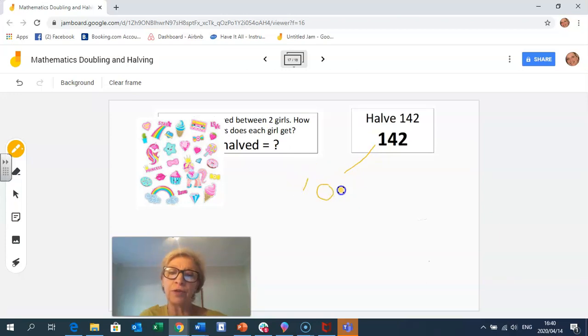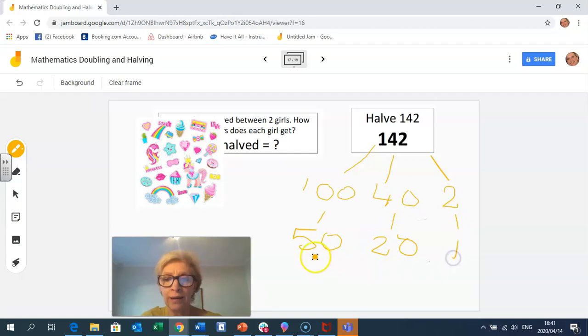So 142 is the same as 100 plus 40 plus 2. Now, what's half of 100, guys? I know you know this. Yes, 50. Well done. Half of 40 is 20, and half of 2 is 1. Let's bring this number together to get our total. We're going to add them. 50 plus 20 is 70, plus 1 is 71. So, half of 142 is 71.